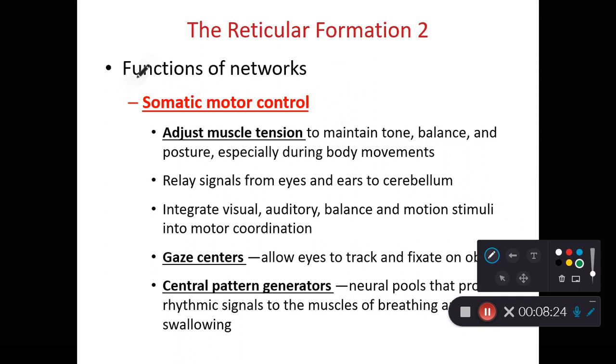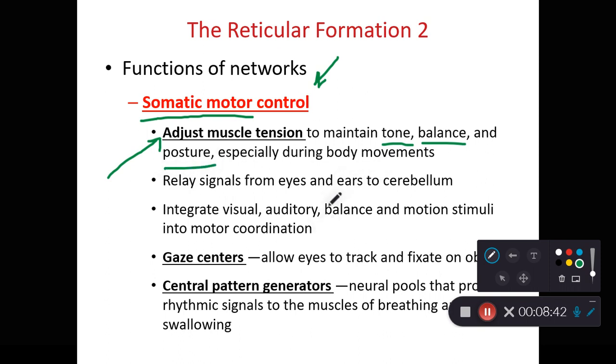So as we're looking at the reticular formation, because it goes to many different parts of the brain, it does many different things. For instance, it helps with somatic motor control, or voluntary motor control and involuntary motor control. So, for example, it helps us to adjust muscle tension. We can maintain tone, balance, and posture.